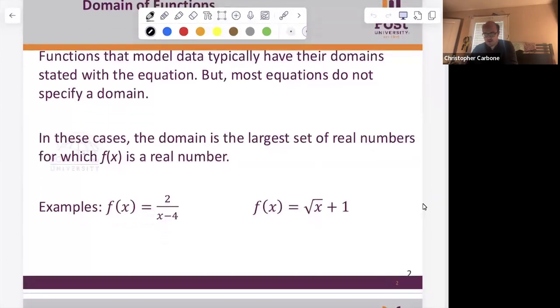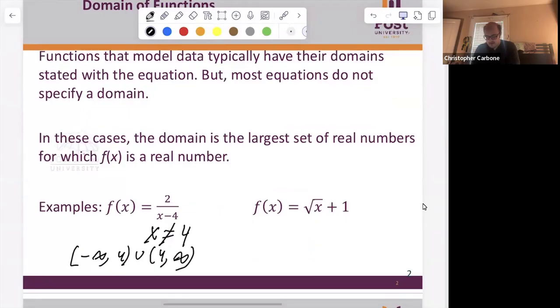For example, for 2 divided by x minus 4, we have all real numbers almost everywhere. It's just that this denominator cannot be 0, which means x cannot be 4. So our domain would be negative infinity to 4, union 4 to infinity, with that 4 in parentheses. But f of x equals the square root of x plus 1. The 1 doesn't matter in terms of the domain. Due to that square root, we can't have a negative. It could be 0, just not negative. So 0 to infinity, including the 0, so a bracket around that 0.